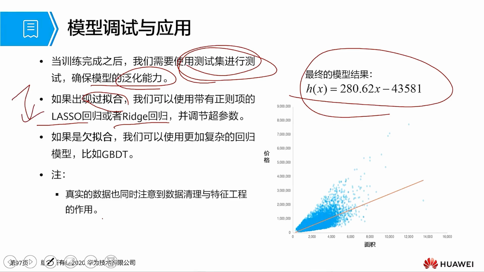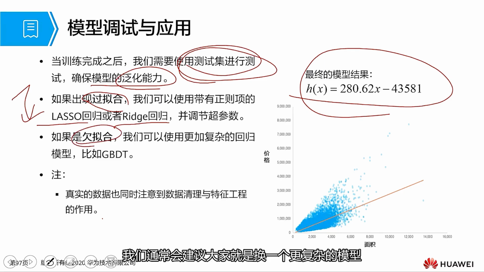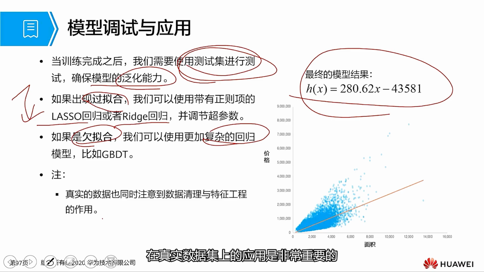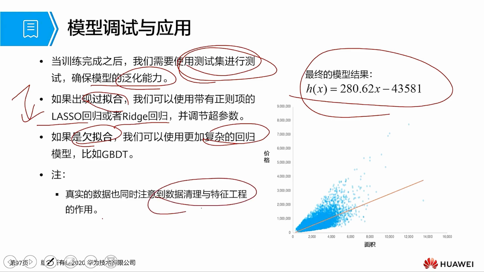If your model is underfitting, we usually recommend everyone to switch to a more complex model. For example, a model like GBDT, of course, in data cleaning and feature engineering. The application on real datasets is very important. If you find that many models have been changed, and adding a lot of regularization techniques still does not solve the issue, it is recommended that everyone continue to improve the model. Data cleaning and feature engineering construction.